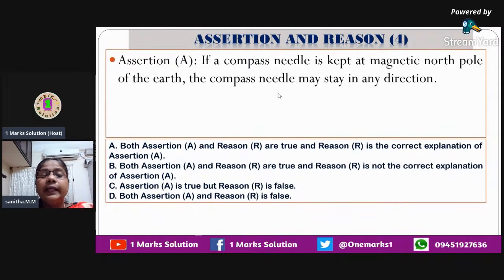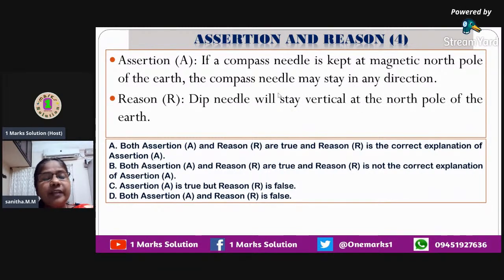If a compass needle is kept at the magnetic north pole, the compass needle may stay in any direction. That is absolutely correct. It won't go in any particular direction. Why? Because it is already placed at the north pole. So the assertion is correct. What about the reason? The dip needle: I think you know that dip is measured using a dip circle. The dip needle will stay vertical at the north pole of the Earth.